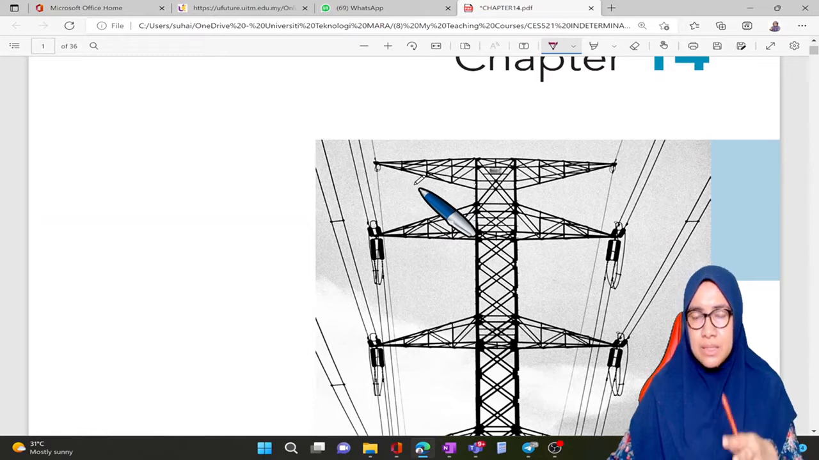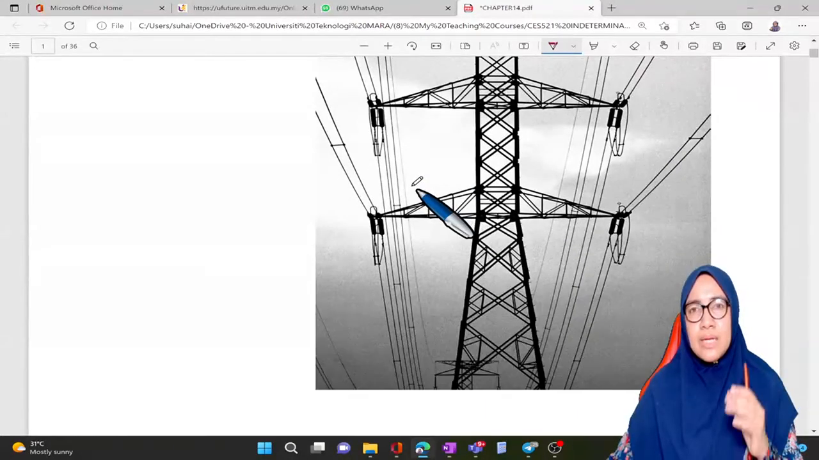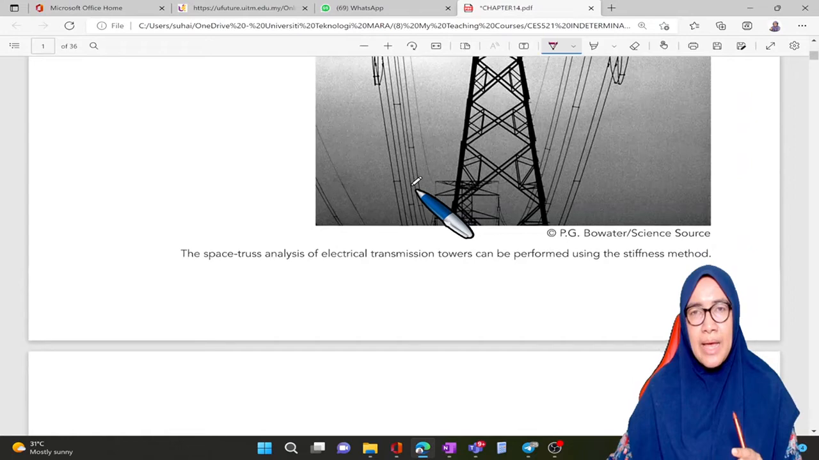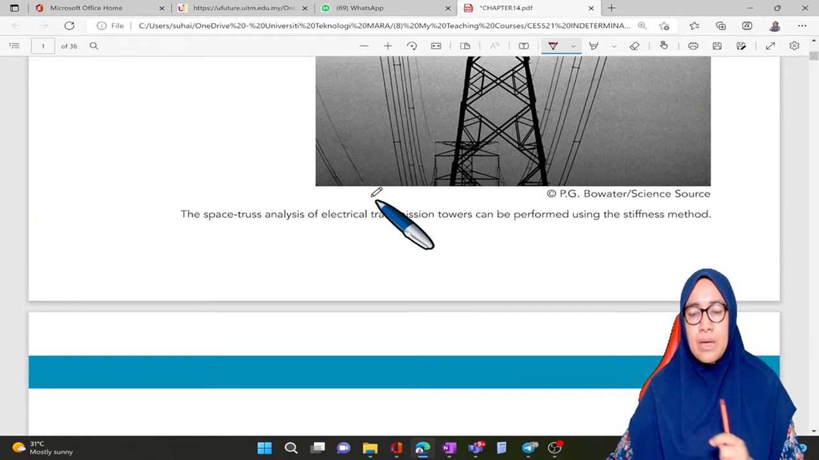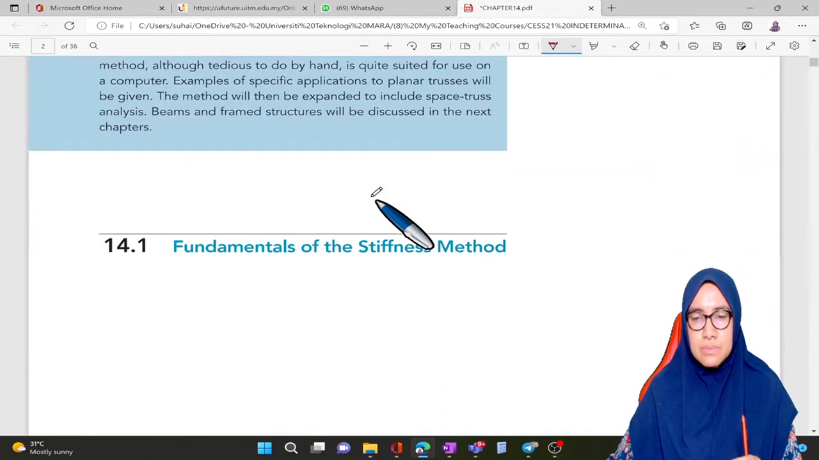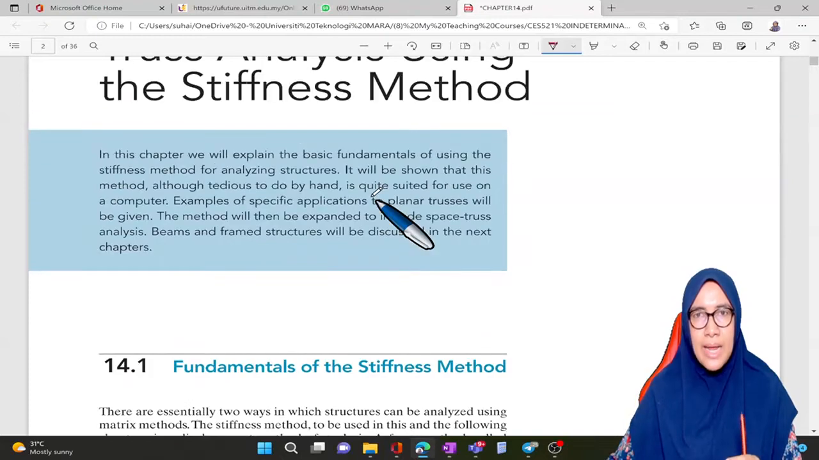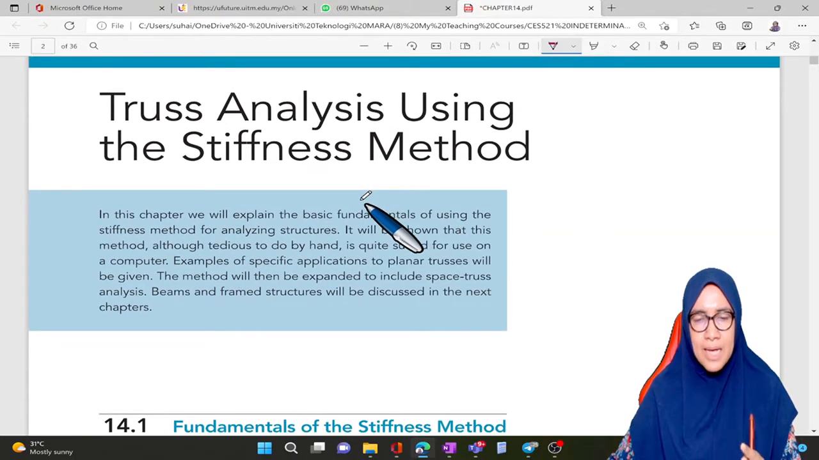The easiest is the truss, and then beam, and then frame. Okay, let's try to understand stiffness matrix analysis for truss.